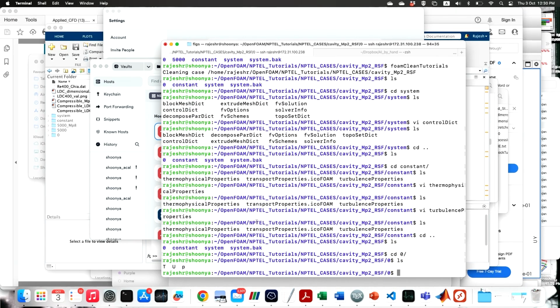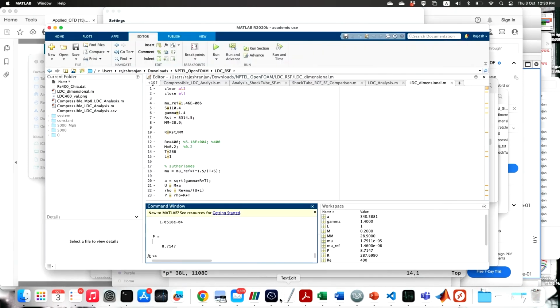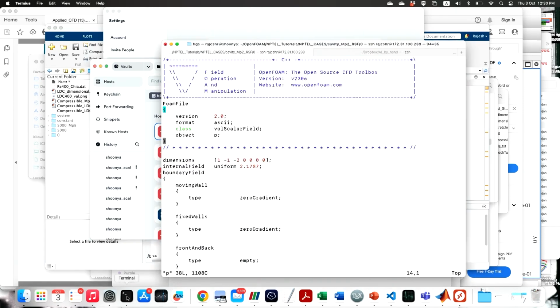Okay, you can see now we have 3. Earlier we had only 2, but now we have 3: T, U, and P, right. So if you go to P, it requires the value of pressure. So what is the value that you have got for pressure? 8.7147, right. So you go there and change the value of this 8.71 value to 8.7147.